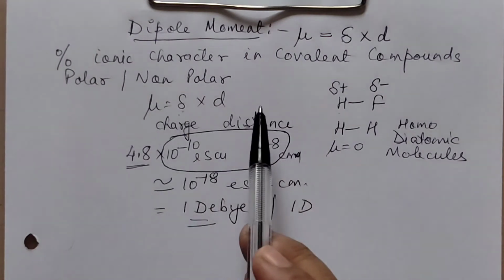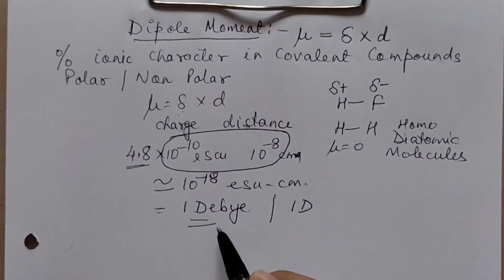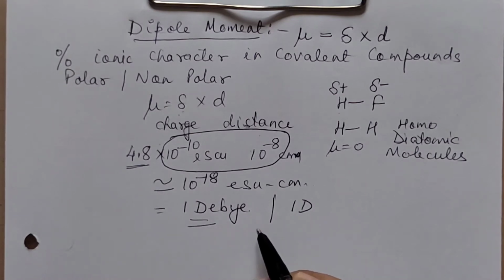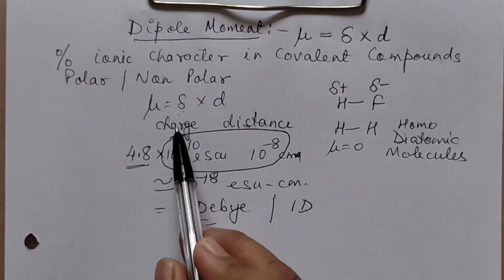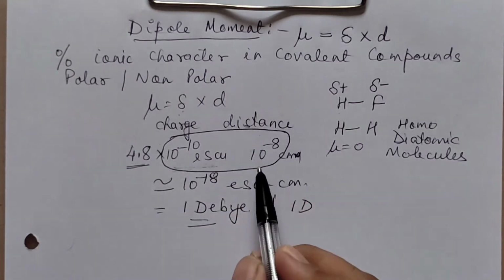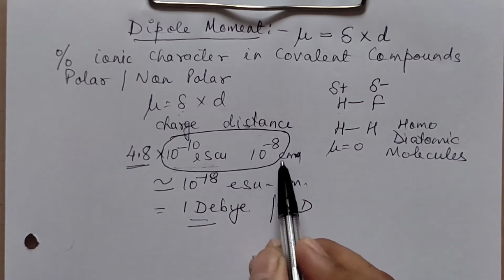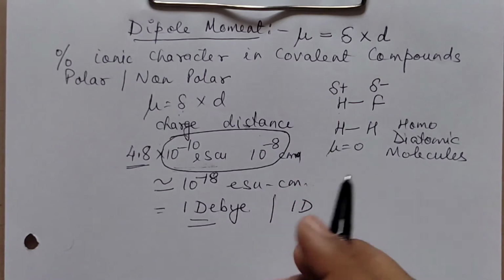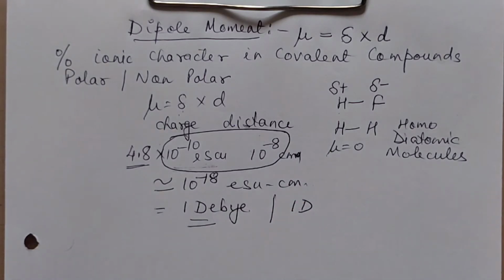So dipole moment for any molecule will be written in terms of Debye. If it is having 0, that means it is non-polar. If it is having some value for the dipole moment, that means it is a polar molecule. I hope this part is clear. The charge is always of the order of 10 to the power minus 10 ESU and distance is of the order of 10 to the power minus 8 centimeter. So the product we take as 10 to the power minus 18 ESU centimeter.